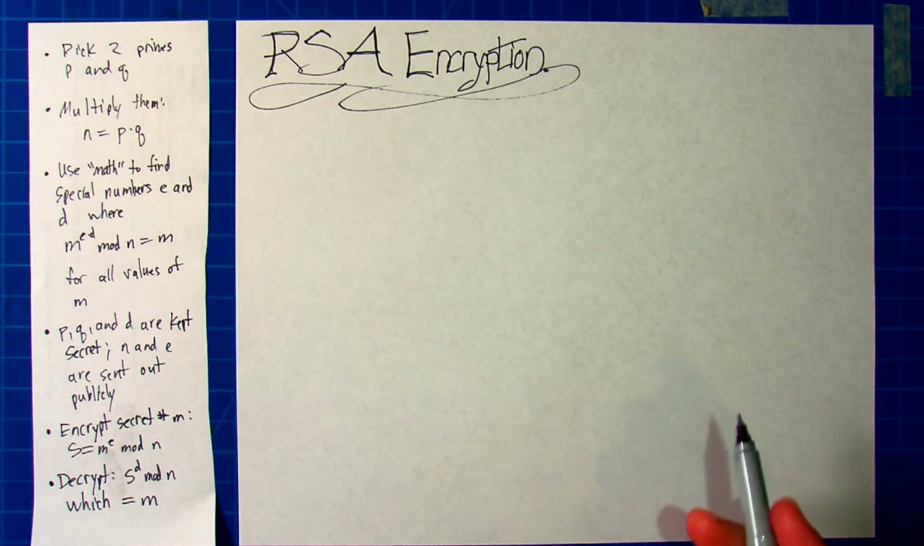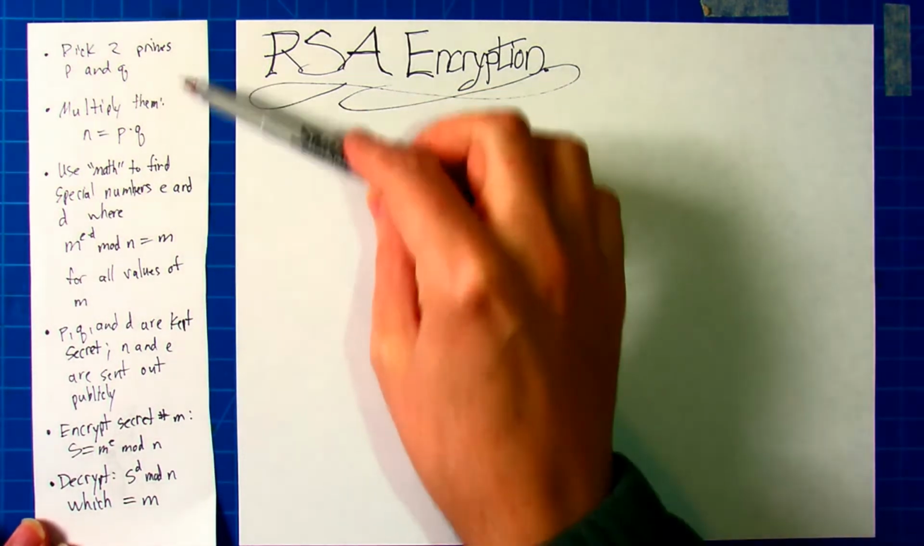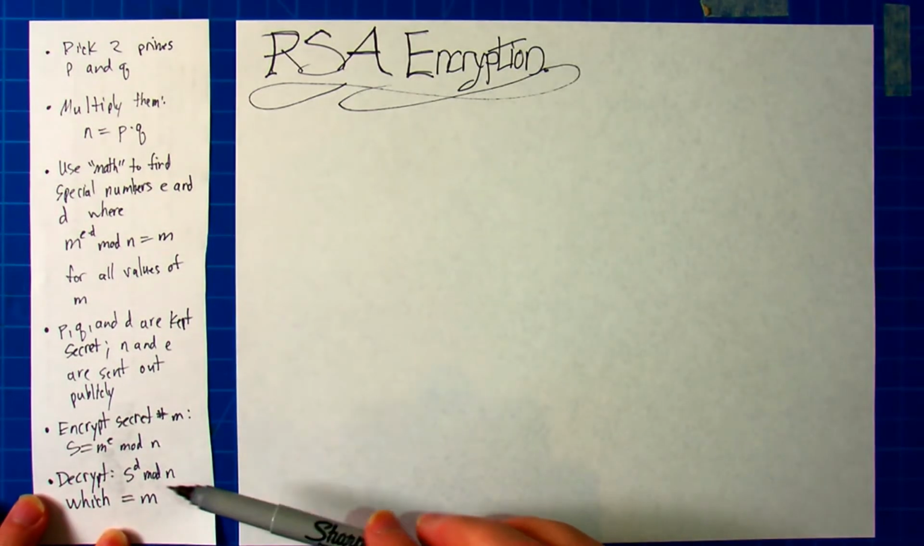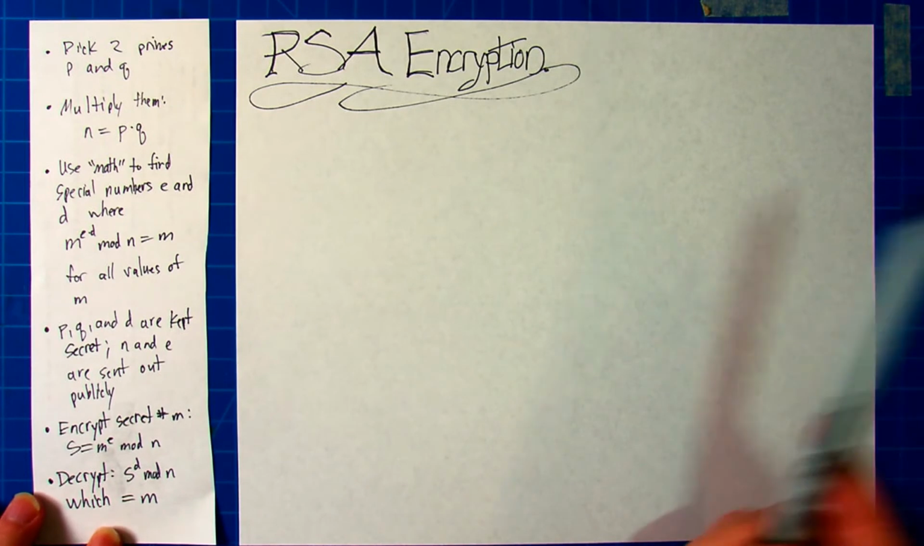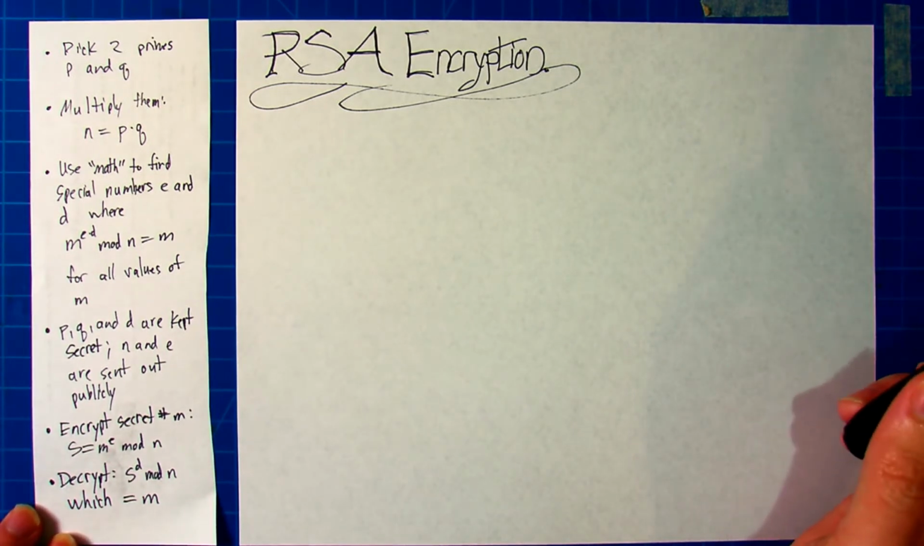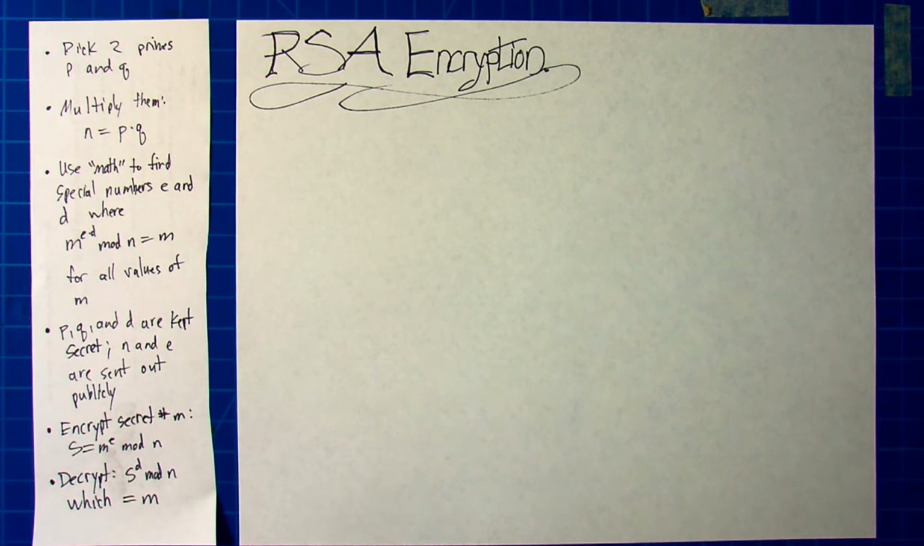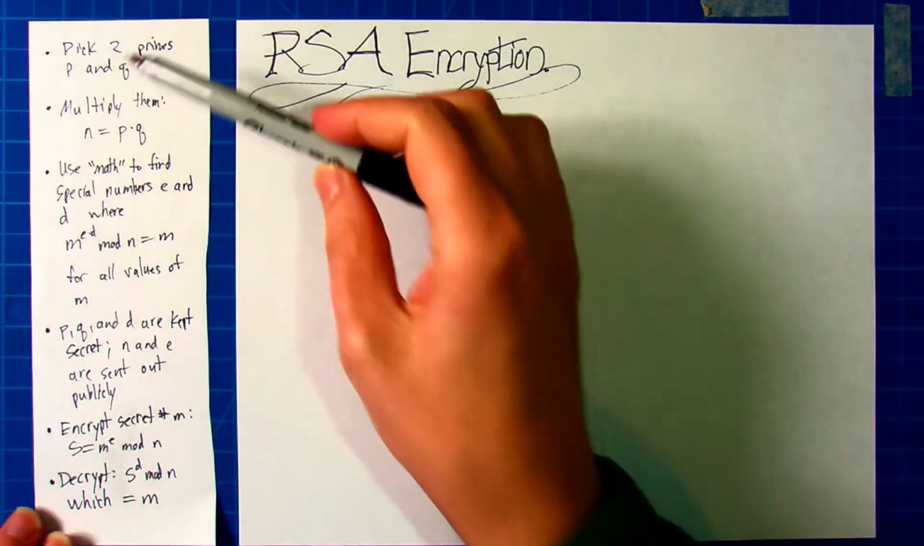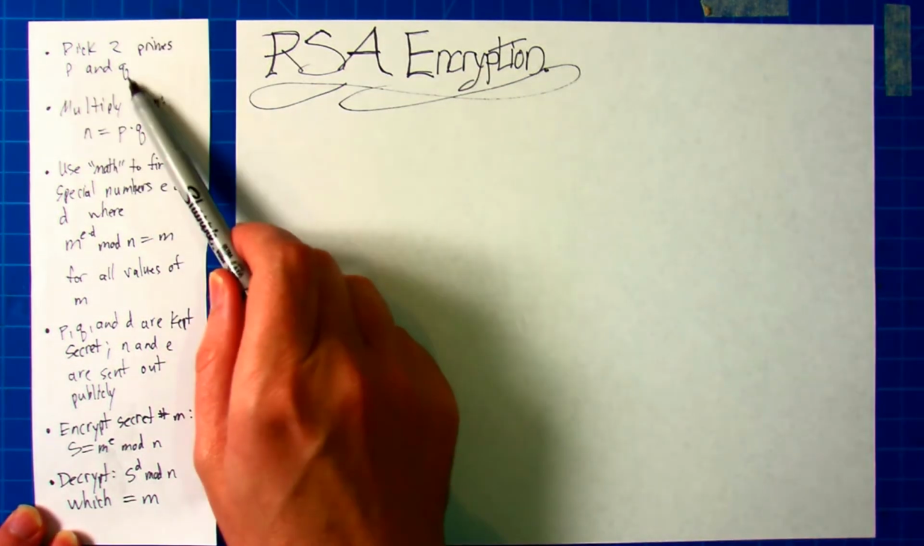Let's talk about RSA encryption. So I wrote the steps out here. It gets a little complicated because there's some math involved, but essentially it uses prime numbers and modular arithmetic, in a similar way to the key exchange, but there's a little bit of a difference to it. You start off by picking two primes, which you call P and Q.